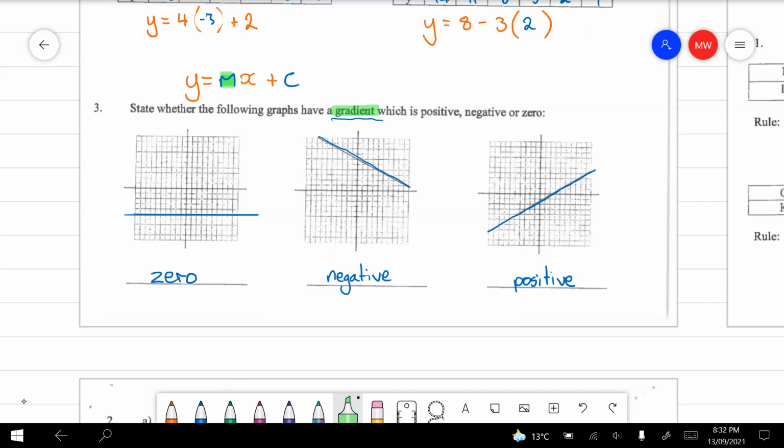So if we were to actually write the rule for this one, it would be y equals minus 5. And you notice it's got no number in front of an x like this one, because the number in front of the x would actually be a zero. But you don't need to know this until next year, so don't worry about that just at the moment.